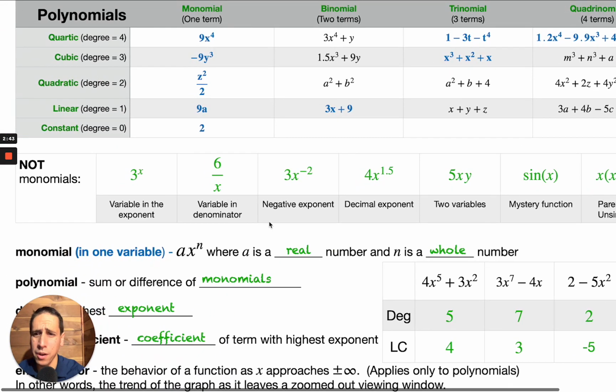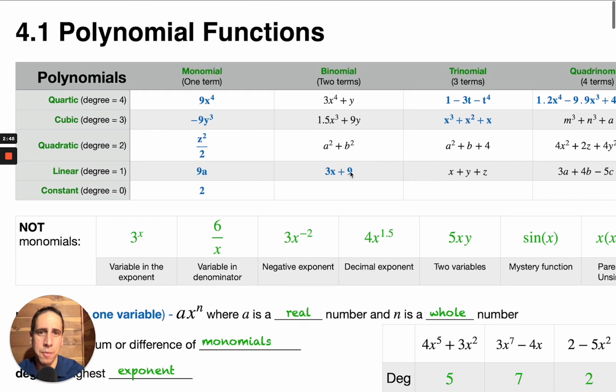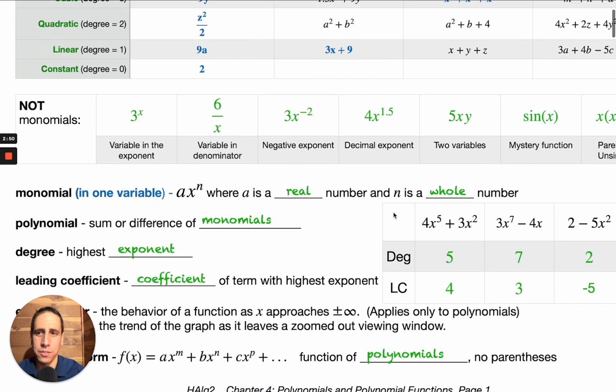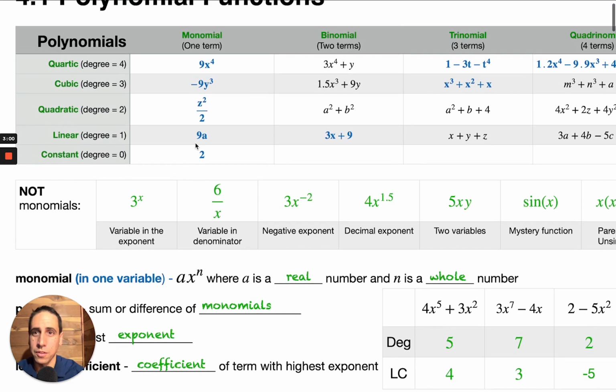So what exactly is a monomial? If it's just in one variable, like all the ones in blue, it would look like this: a times x raised to the n, where a is a real number and n is a whole number. So like we saw here, 9x to the fourth, negative 9y to the third. You can sub out the variable if you want. Instead of x, you could have y or z or whatever. But you've got a real number out in front times a variable raised to a whole number.